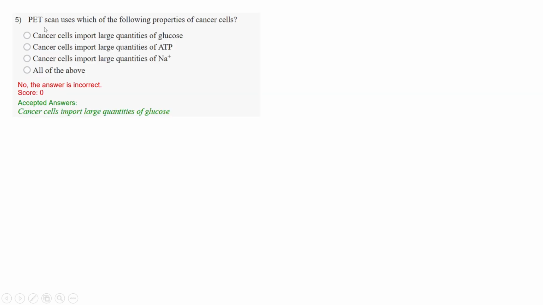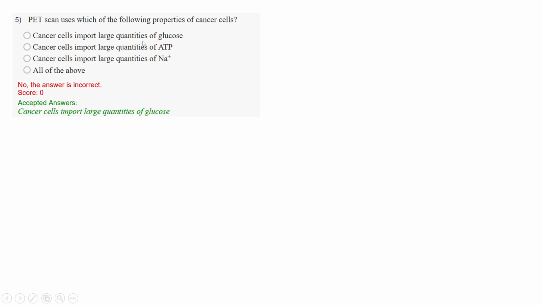PET scan uses which of the following properties of cancer cells? We discussed in the previous class that cancer cells consume a high level of glucose, and in the PET scan the glucose levels are detected. If you have large quantities of glucose, it can be detected by the PET scanning method. PET stands for positron emission tomography. Radioactive glucose is generally used, and that radioactive glucose is taken up by the cancer cells and can be detected by the PET scan method. So option one is correct.